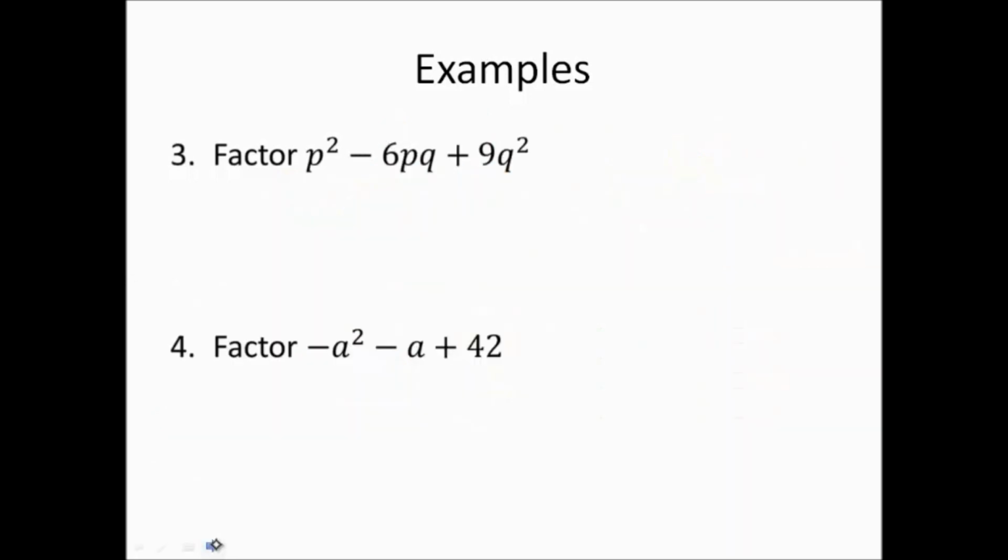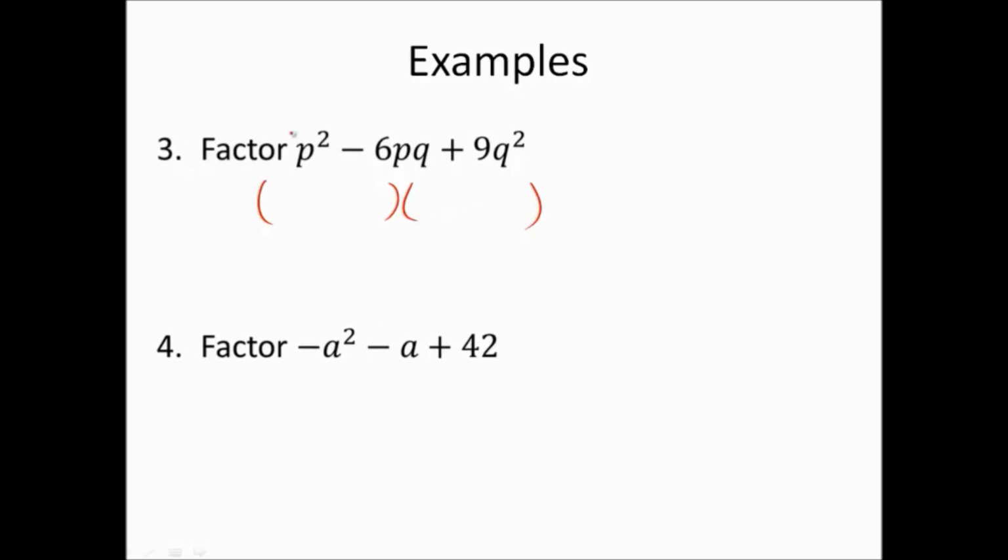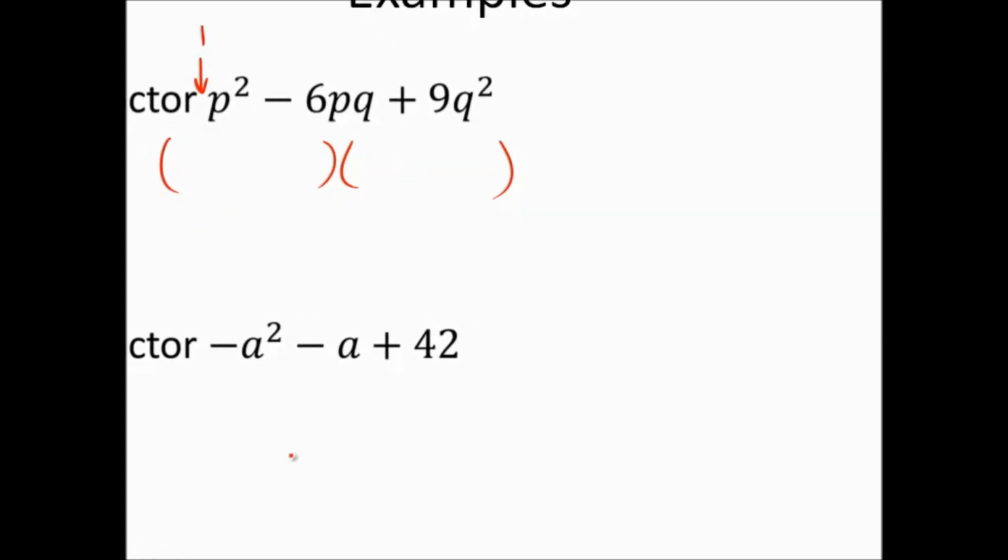Let's continue. Number 3 here, we're factoring something with P's and Q's. You'll notice you have a little bit of a different structure here. You've got your P squared term, but then you've also got the Q squared term. So notice that your setup is going to look a little bit different, but still very similar because the leading coefficient is 1.